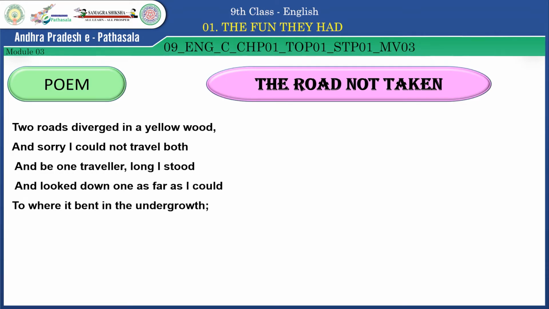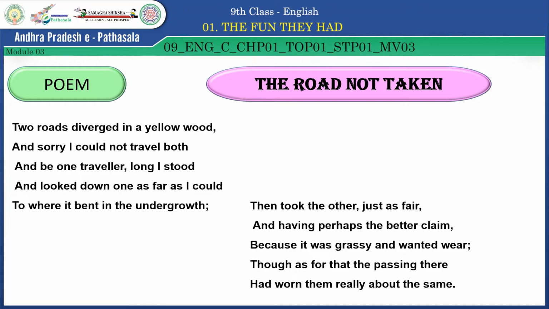Two roads diverged in a yellow wood, and sorry I could not travel both and be one traveller, long I stood and looked down one as far as I could, to where it bent in the undergrowth. Then took the other, just as fair, and having perhaps the better claim, because it was grassy and wanted wear, though as for that the passing there had worn them really about the same.